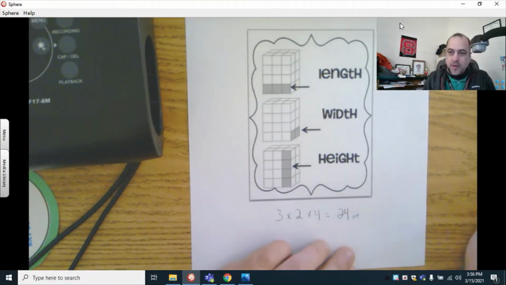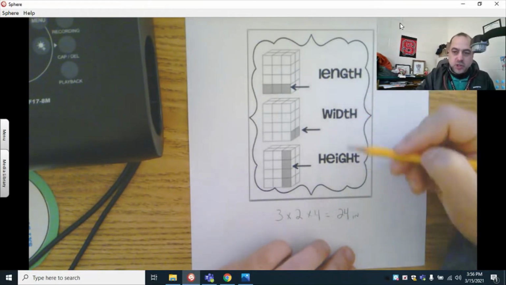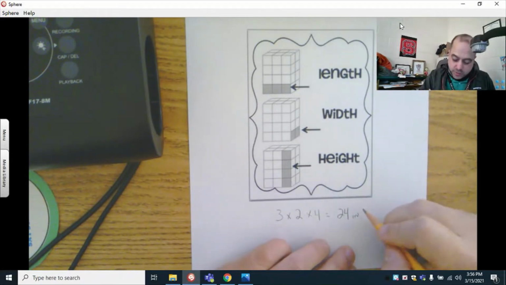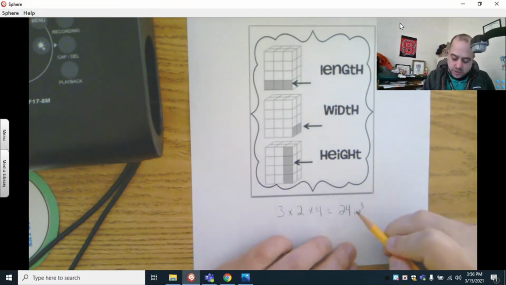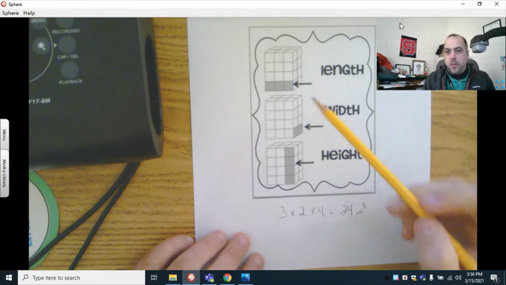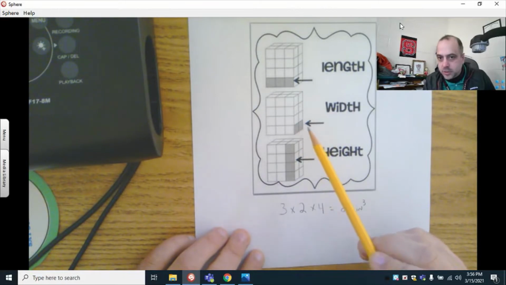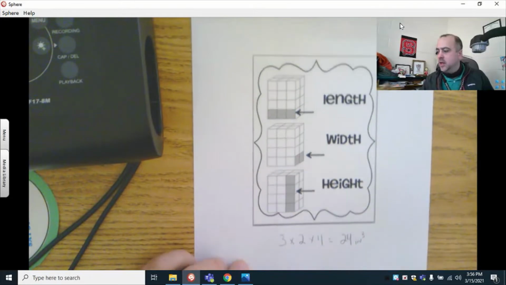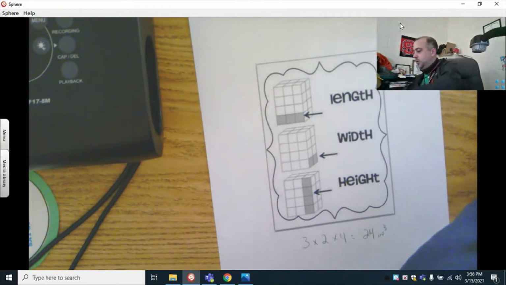But remember when we did area, they were square inches and square feet? Well, because there's 3 dimensions, they call it cubic inches. And since there's 3 dimensions, there's a little 3 that goes right there for the exponent. So it's 24 cubic inches, okay? But remember, it was easy how we got it. 3 times 2 times 4 equals 24. Okay? Pretty simple.